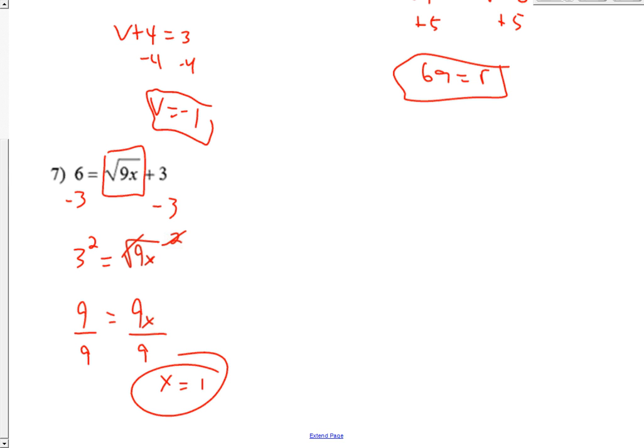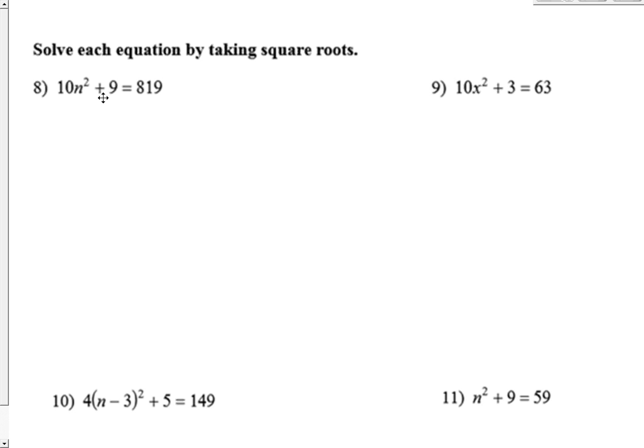Okay, so then we look on to number 8. These equations have variable expressions with exponents. So kind of like with the radicals, we need to get the variable expression that has the exponent by itself. So we need to get rid of the 10 and the 9. So we subtract 9. We will get 10 times n squared equals 810. And now we still have to get rid of the 10, so we're going to divide by the 10. And we get n squared equals 81.